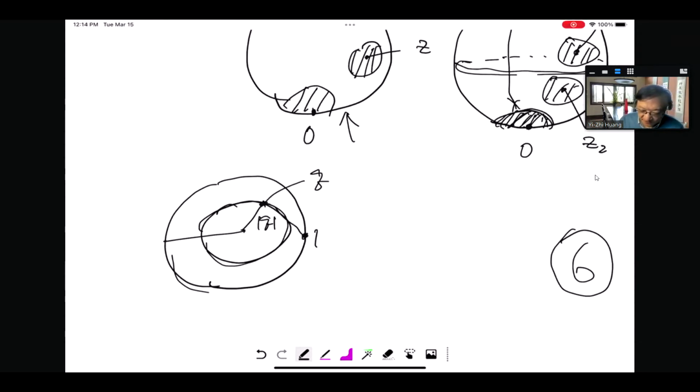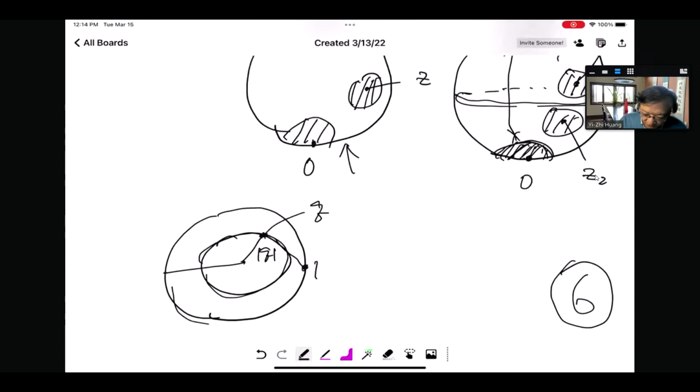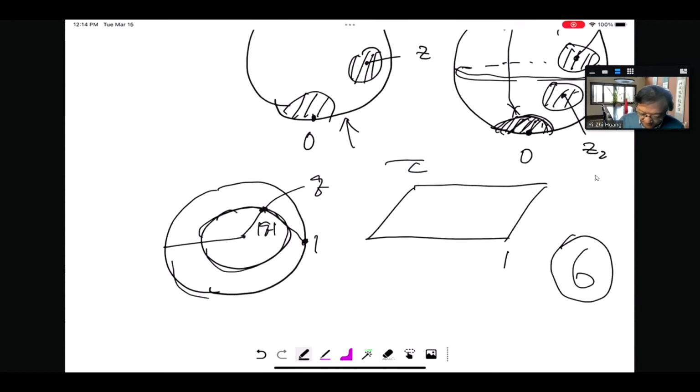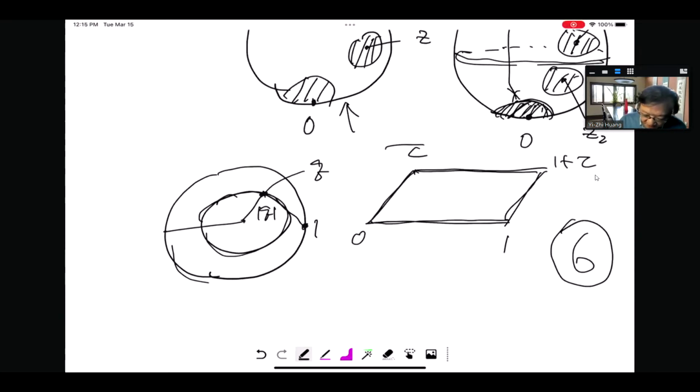But this is not the usual way for us to describe a torus. The usual way to describe a torus, we always use this parallelogram. Here it's 1, here it's tau. This is on the complex plane, this is 0, and this is certainly 1 plus tau. Then we identify this boundary with this boundary and this boundary with this boundary. So we get a torus. This is the canonical description of a torus.